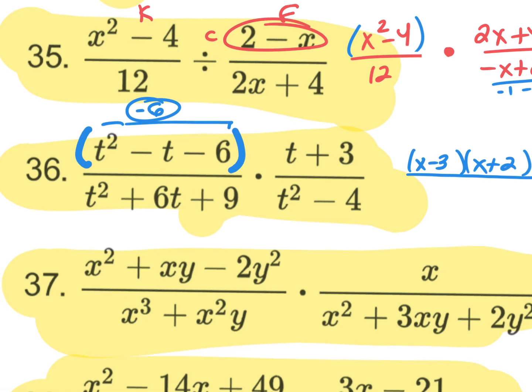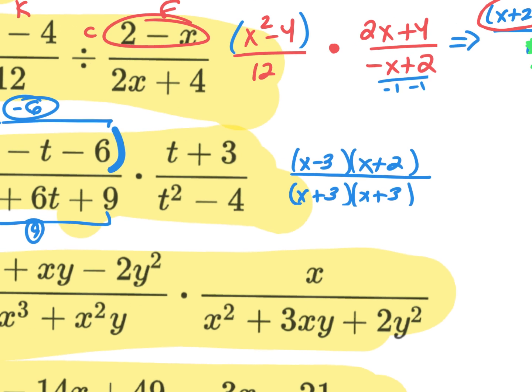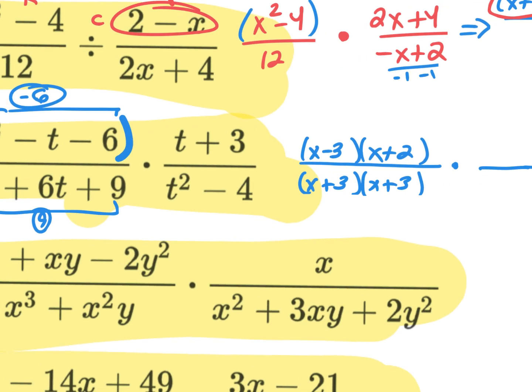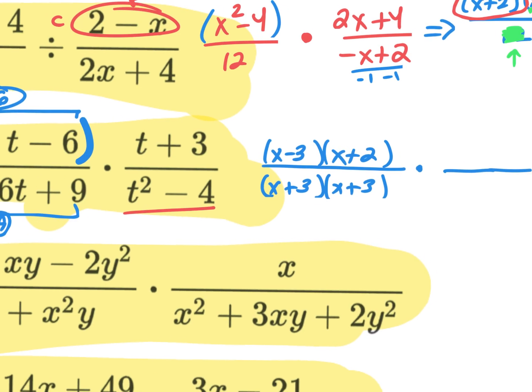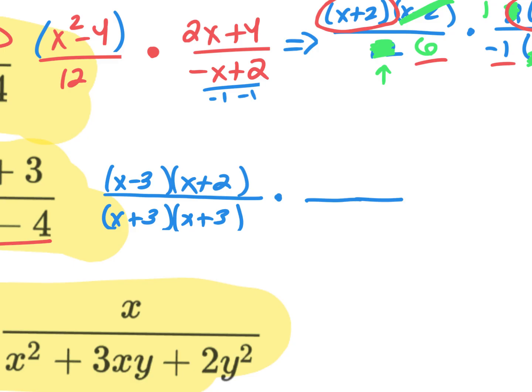So now I'm going to go down here in the bottom. What can I multiply to get 9, but add to get 6? X plus 3, good. Now over here, bottom right, x squared minus 4. X minus 2, x plus 2, great. X minus 2, x plus 2.